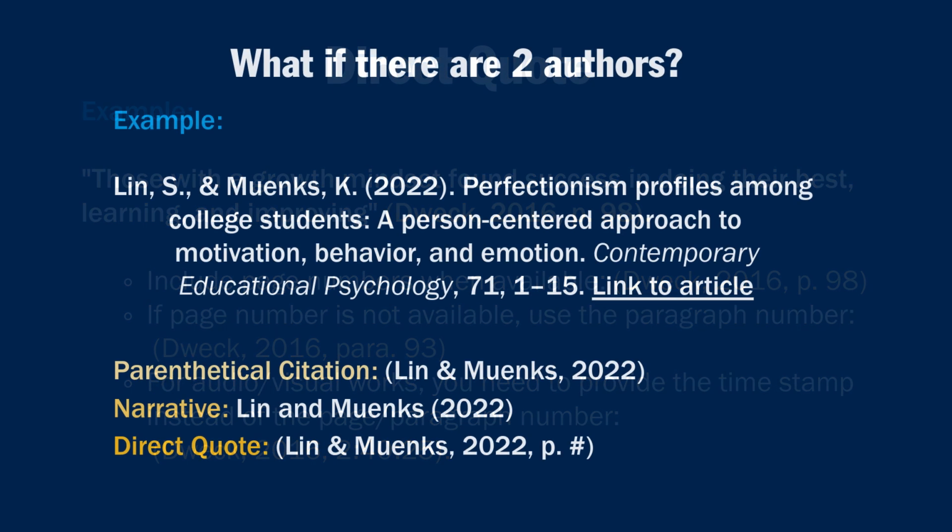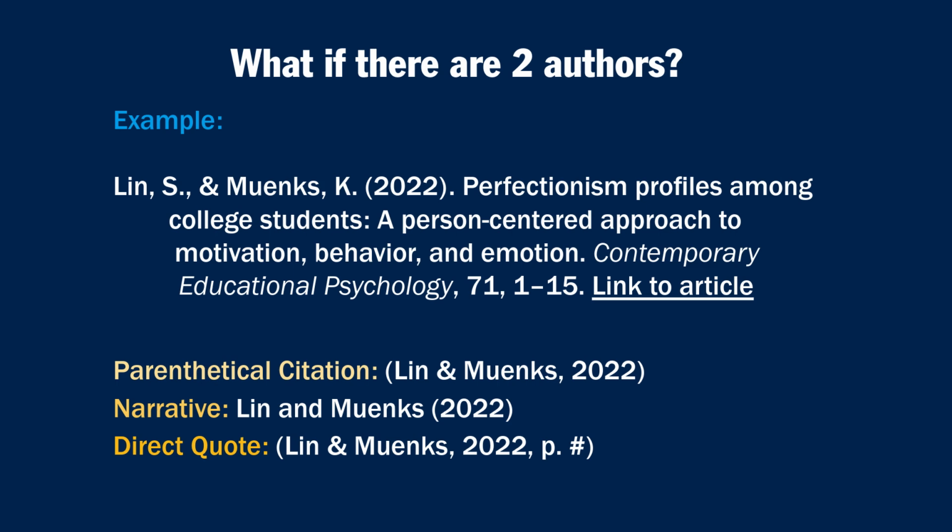But what if there are two authors? When you have an article or book with two authors, you need to list the authors in the same order as they are listed in the work you are referencing. So, in this case, we have Lynn and Muenks. Lynn was listed before Muenks.